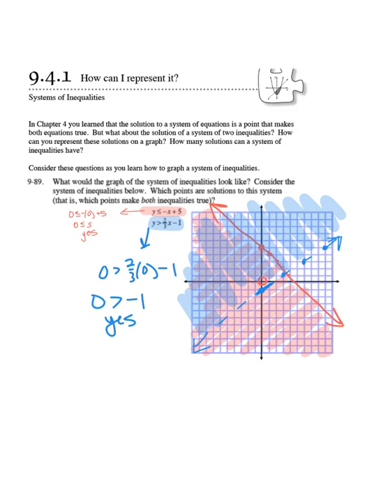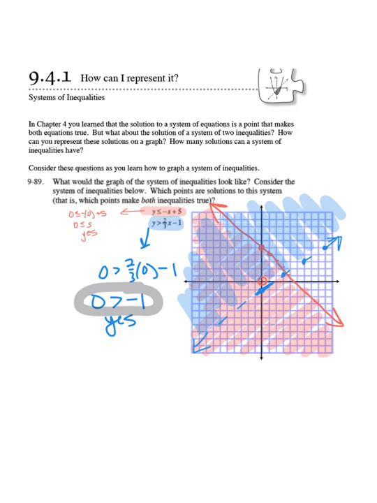If you were to get a false statement when you test the point, then you know that's the wrong side of the line and you would have to shade the opposite side. Or you could pick a new test coordinate to try.